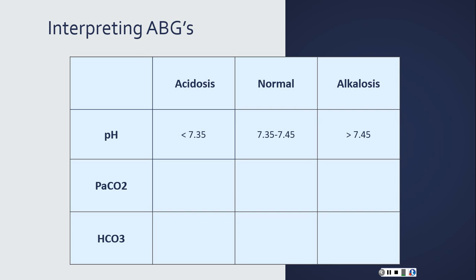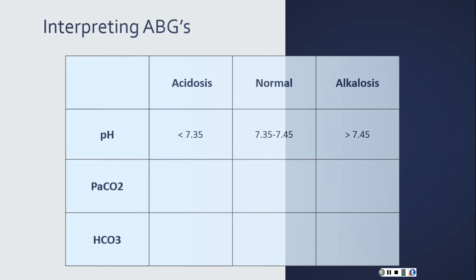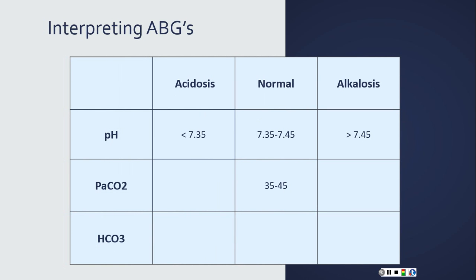The next thing I want you to do is look at the CO2 level. Does anybody know what the normal CO2 level is? There you go. It's easy to remember. If you can remember 7.35 and 7.45, you can knock out CO2 real easy because you just drop the 7 and the decimal point. So a normal CO2 level is 35 to 45.